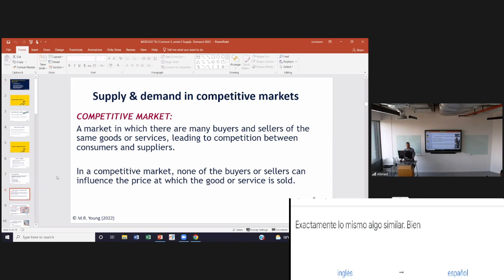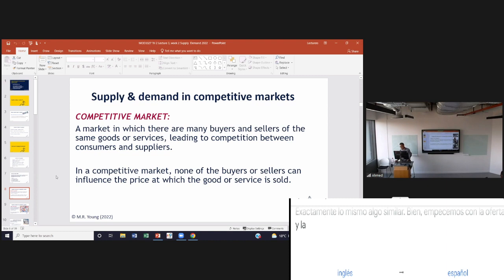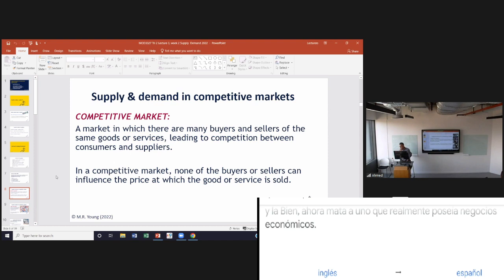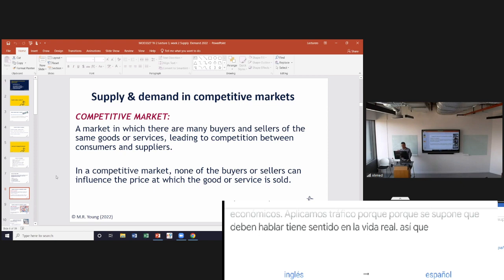Now, one question. Is this model, and all of economics and business, just theoretical or not? Well, the models are supposed to be models we apply practically, because they're supposed to make sense in real life. So I'm going to teach you a model now, which is going to be an idea, and then we're going to try and apply it to real life.